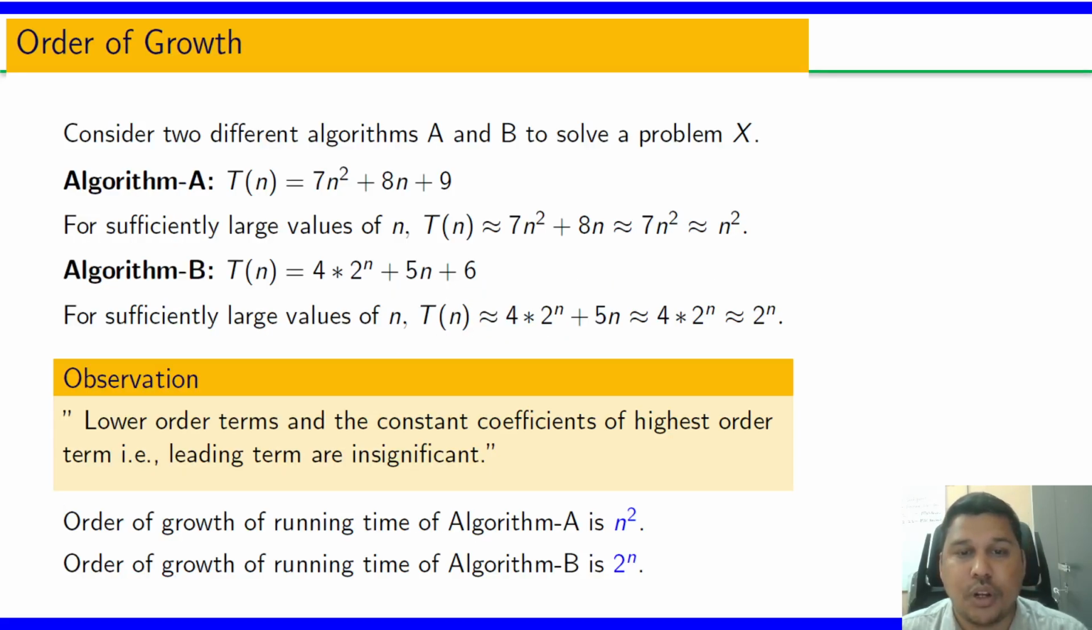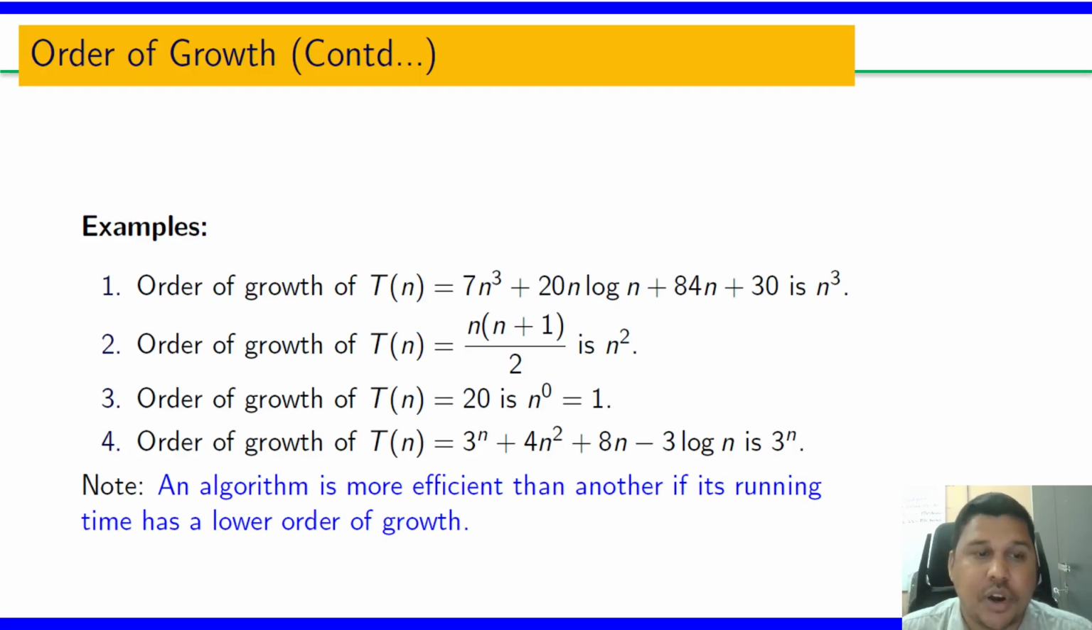Any doubts till now? In order of growth, for an algorithm, you have to find out the running time. After finding out the running time, you have to avoid the lower order terms and eliminate the coefficient of the higher order term. Then you will be left with some expression, that is your order of growth. Okay, order of growth is very, very important. Let's see now different orders of growth.